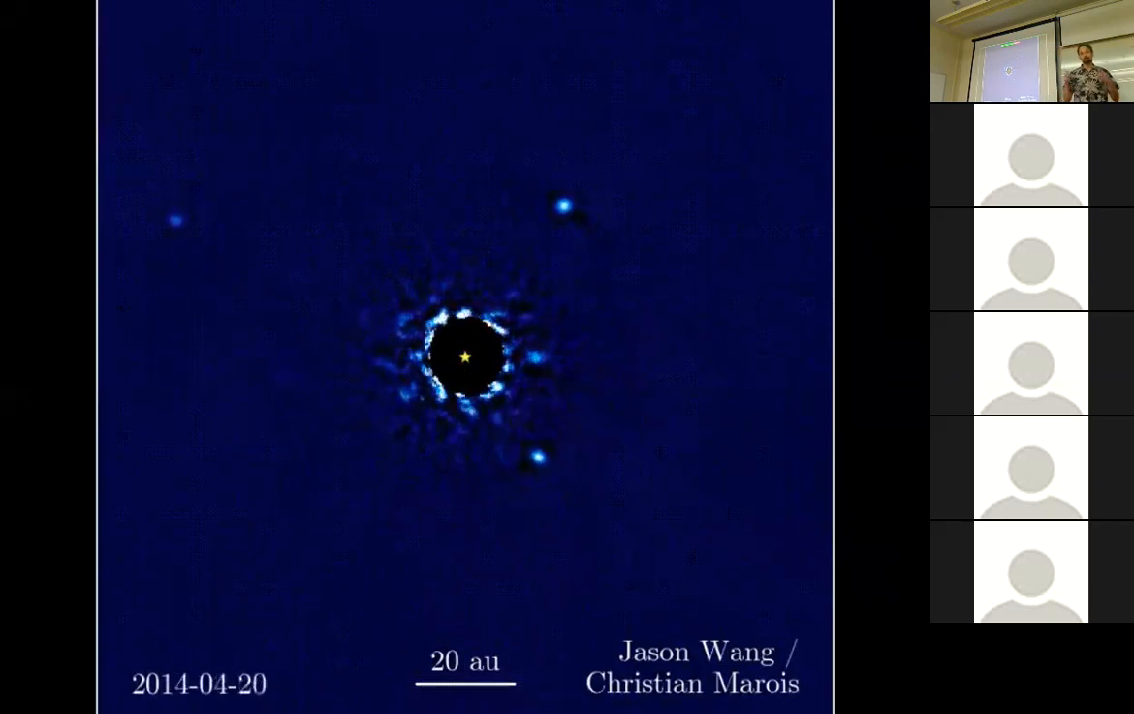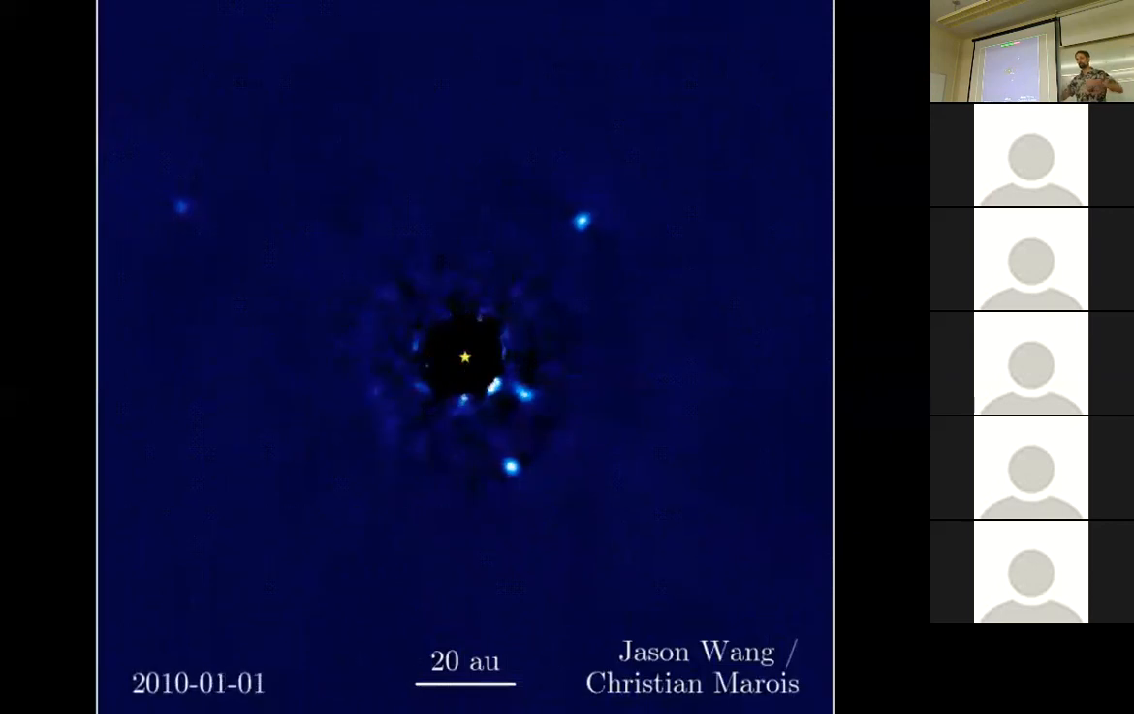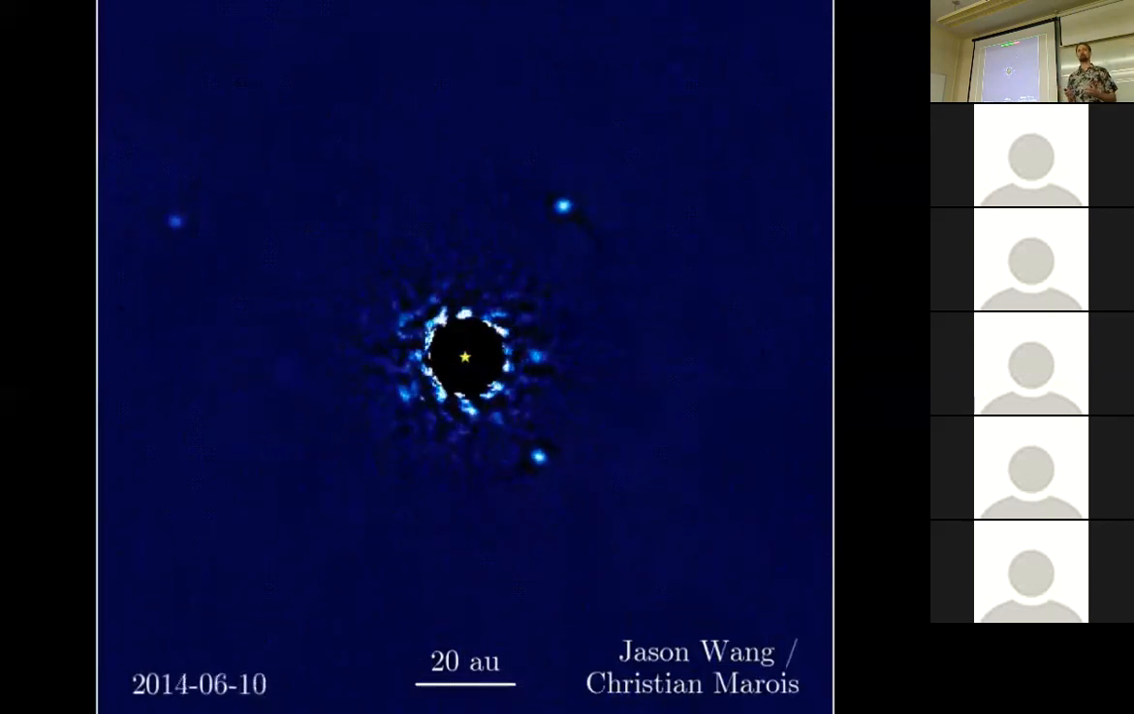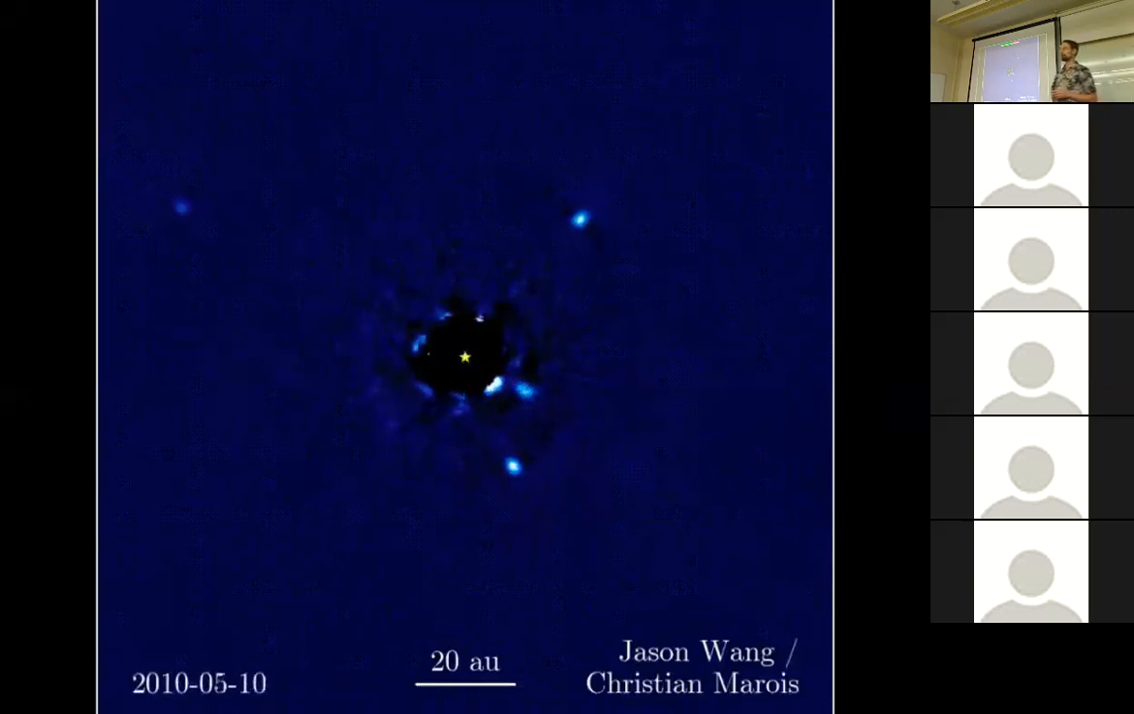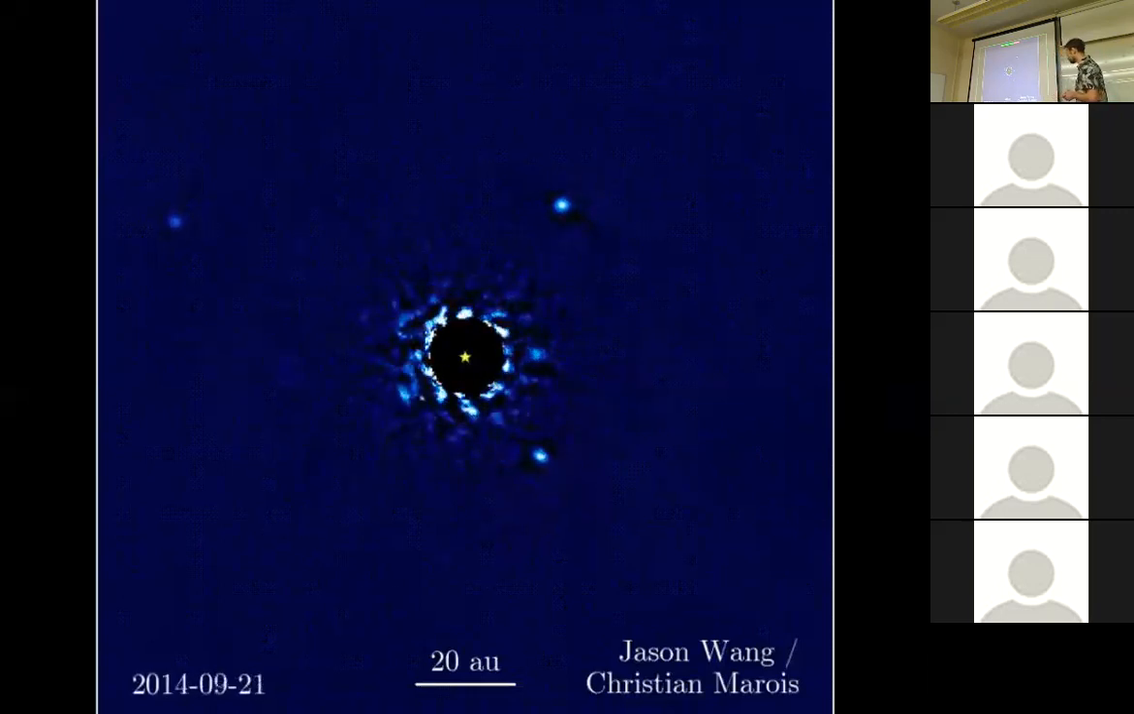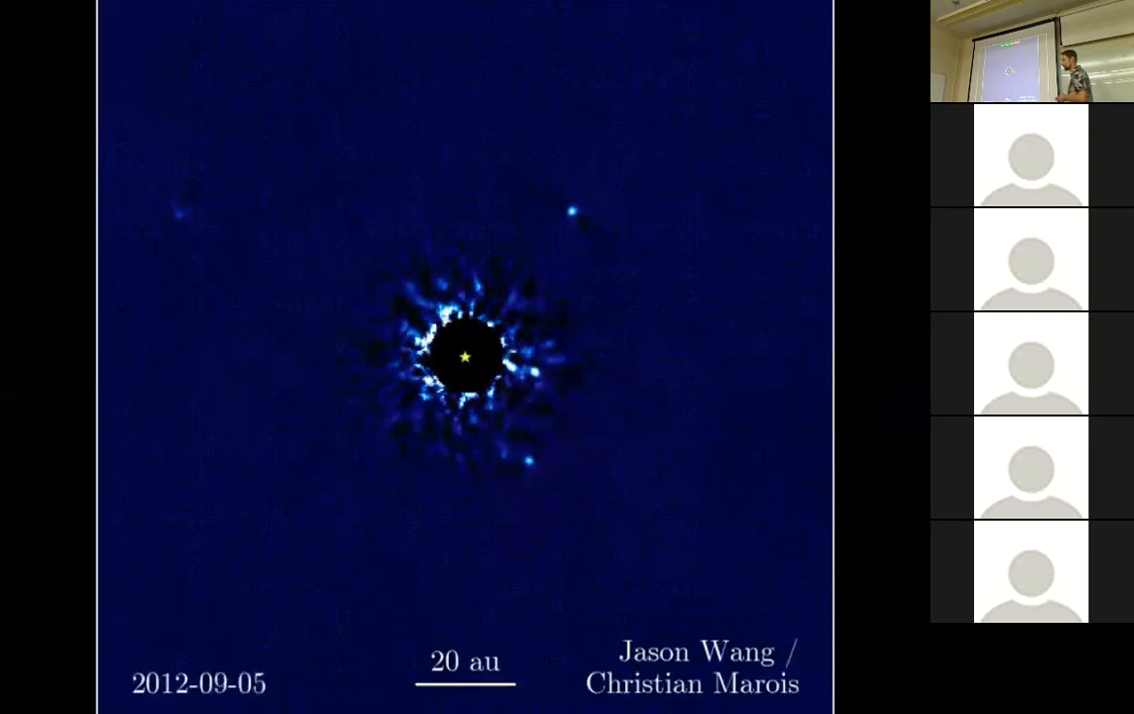So we can now actually measure planets orbiting other stars. But keep in mind that these are very large planets, massive Jupiters at very large distances. So these are nothing like what you might expect to see in the solar system. But hopefully we'll get there in the future.